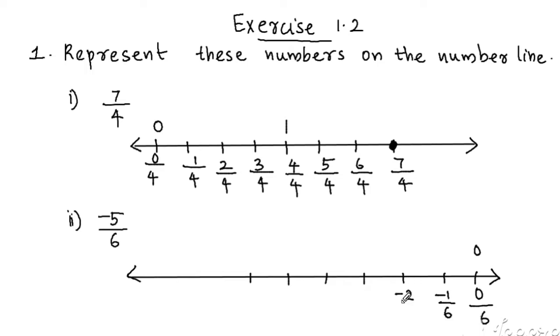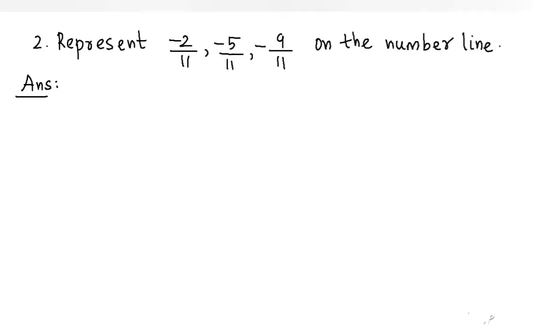Okay, next one is negative 1 by 6, then negative 2 by 6, negative 3 by 6, negative 4 by 6, negative 5 by 6 and negative 6 by 6, that is same as negative 1. So you can see negative 5 by 6 there. Okay, so this is the method. Then we can move on to the second problem.